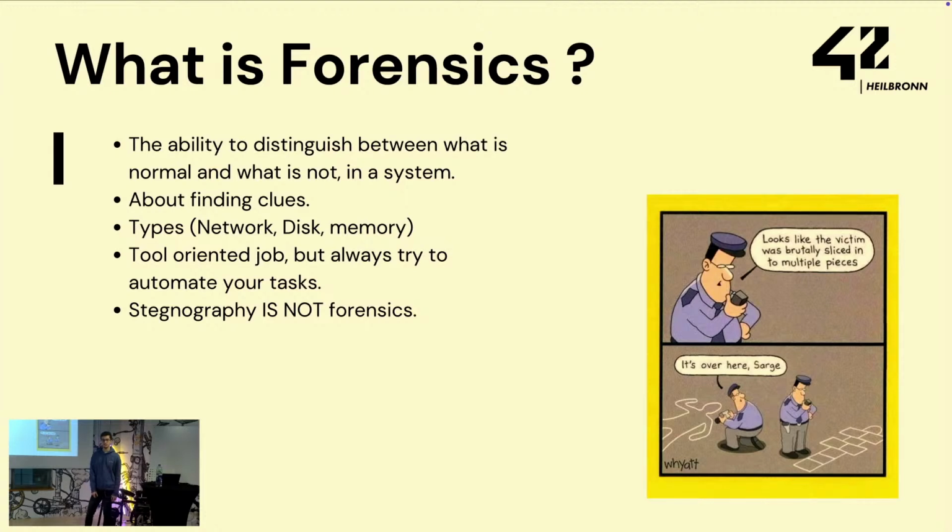A friend of mine from my team told me that it's the ability to distinguish between what is normal and what is not in a system. As simple as this. This is what makes a really good forensics guy. He always tries to find where the sus stuff is in a system. It's about finding clues. It has different subcategories. There is network forensics, disk forensics, and memory forensics. These are just some of them. There are some other types, but these are the ones that we're going to take a look into today.